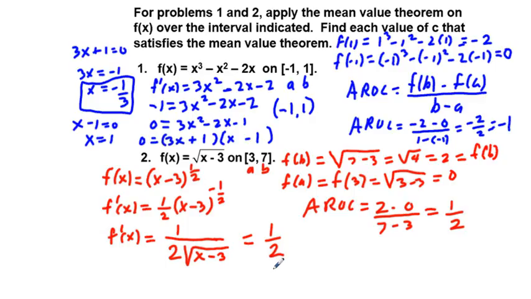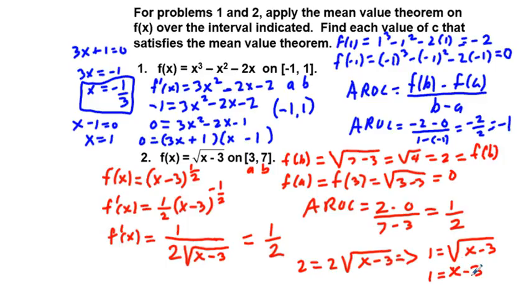And for that, we're going to have 2 equals 2 square root of x minus 3, and dividing by 2, we're going to get 1 equals square root of quantity x minus 3. And squaring both sides of this equation, we're going to get 1 squared on the left, which is 1, equals just x minus 3. And adding 3 to both sides, we get a value of x equals 4.